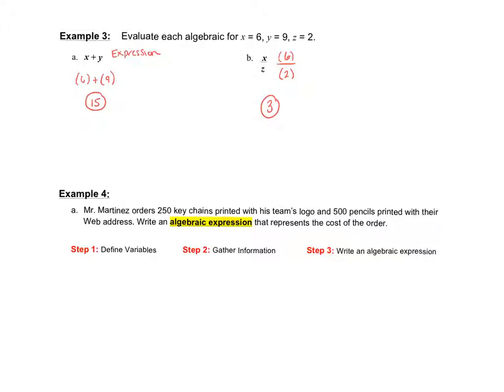Okay, Mr. Martinez orders 250 keychains printed with his team's logo and 500 pencils printed with their web address. Write an algebraic expression that represents the cost of the order. So if he gets 250 keychains, let's call that K, and 500 pencils, let's call that P, then that's our algebraic expression that would represent the total cost. Now, some people are going to be tempted to write equals T or equals C for total cost. You cannot have an equal sign because it's an expression. No equal sign.